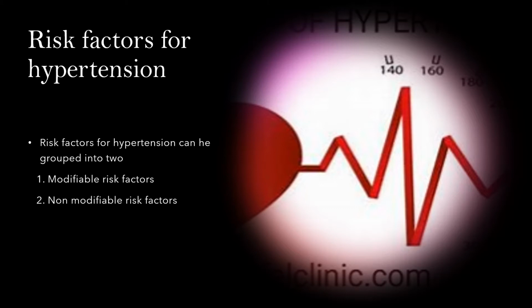So we have several risk factors for hypertension, and these risk factors are usually grouped into two: the modifiable risk factors and the non-modifiable risk factors, which we're going to talk about more on the next slides.